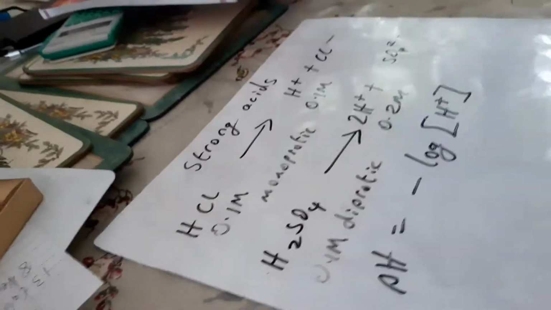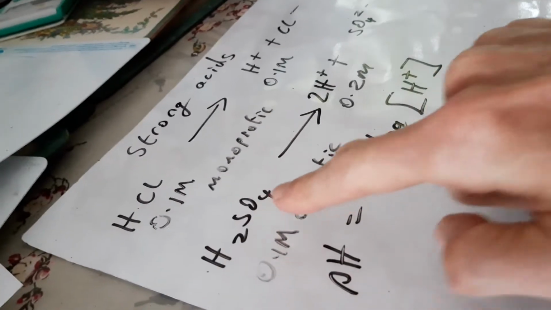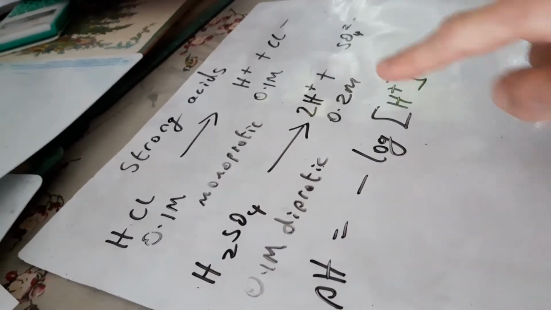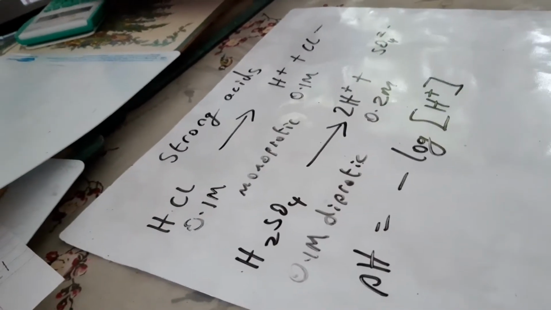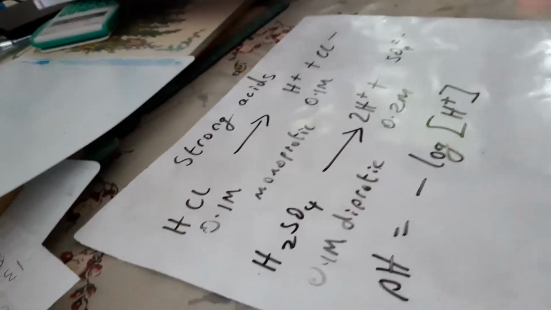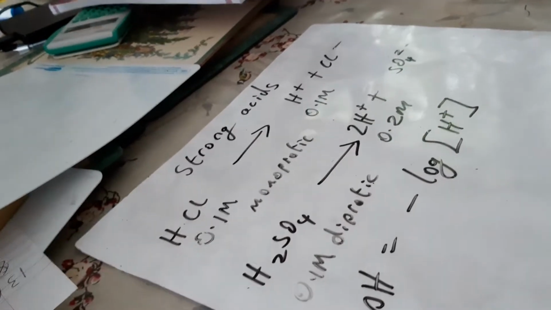So in this case, if we want to get the pH of sulfuric acid, we're going to have to use minus the log of 0.2 to get our pH. Okay, so the H+ concentration will be higher if it's sulfuric acid.